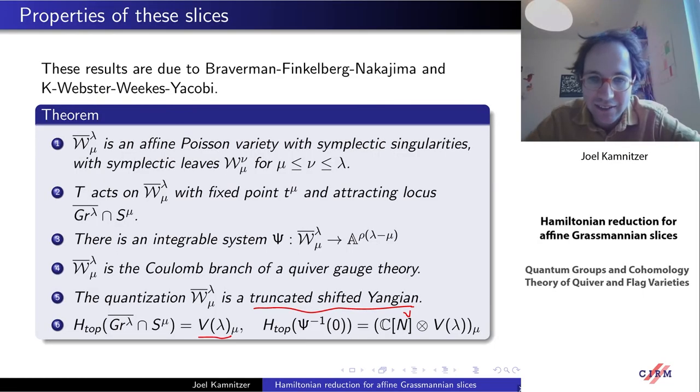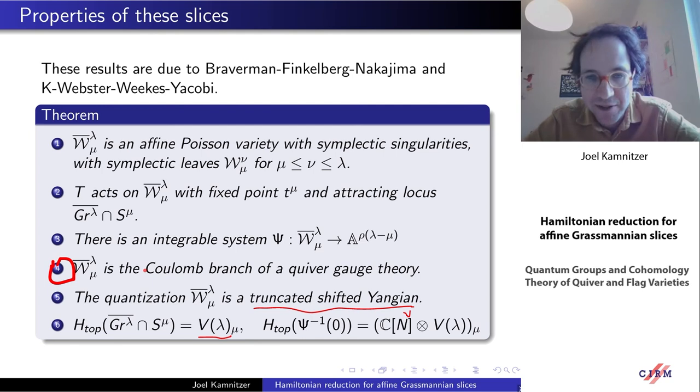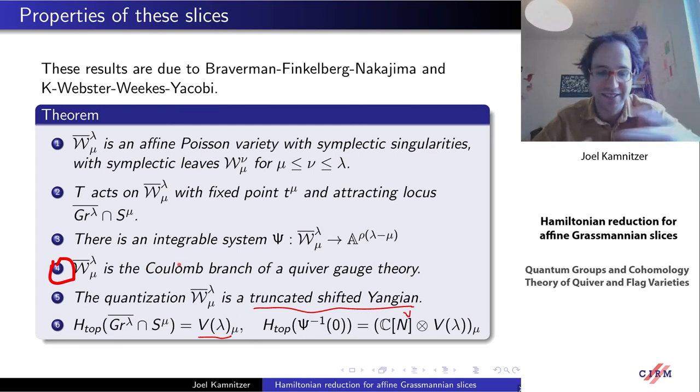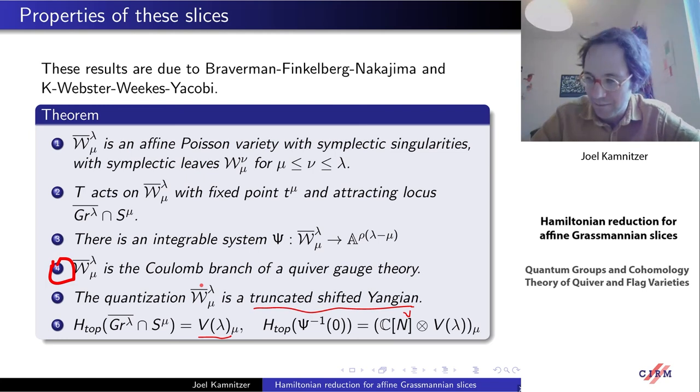Yeah, so the statement about being a Coulomb branch, well, this one here: first of all, it's certainly true for any ADE type. In any finite type, it's true if you use this version of Coulomb branch, as I mentioned, by Nakajima and Weeks. So then it's true in any finite type case. And I guess it's true even more generally, if you're not in finite type, you can just take the Coulomb branch thing as the definition of W lambda mu.